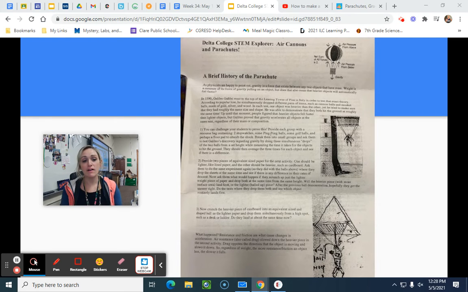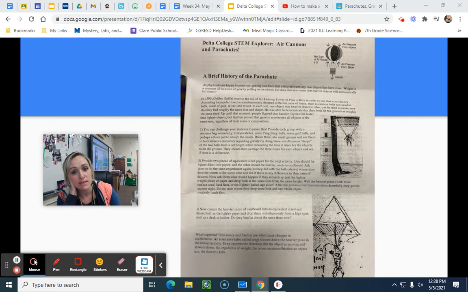Guys, we have a really exciting thing happening. The Delta College STEM bus is coming to Clare Middle School for our 7th graders on May 13th of this week, which is Thursday. So I want to give you our pre-activity so we have it ready to go so we can do the activity with the STEM bus when they get here.